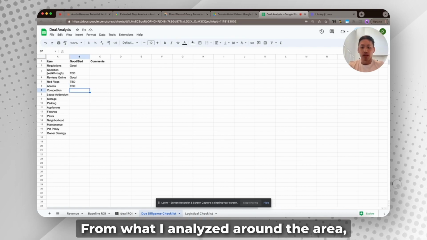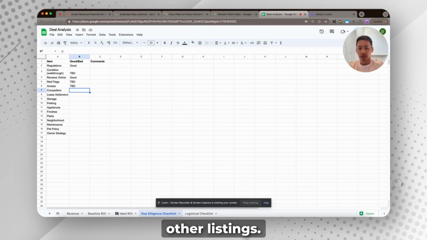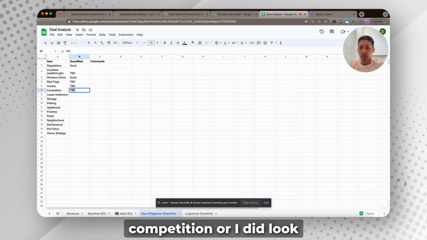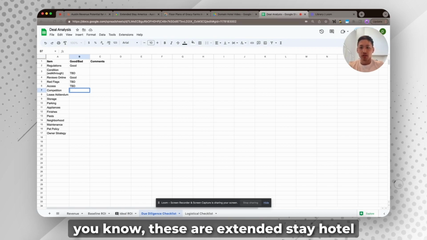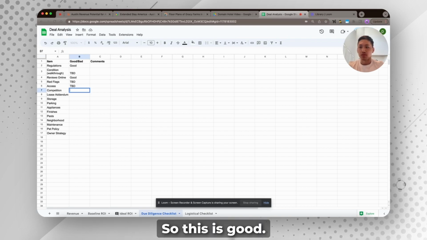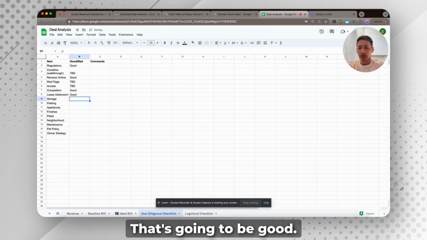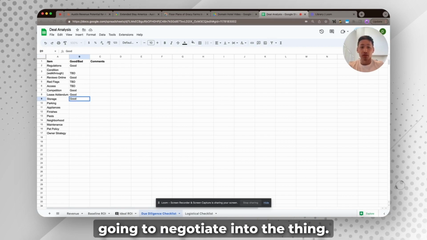Competition. From what I analyzed around the area, what we saw on the bot, it was about 100 other listings. I did look at the competition, and I'm pretty sure I can do a lot better, especially since these are extended stay hotel units with a lot of good amenities. So it's good. Lease addendum, that's going to be good. Storage, it's a hotel, so that's good. I literally have storage space that I'm going to negotiate into the deal.